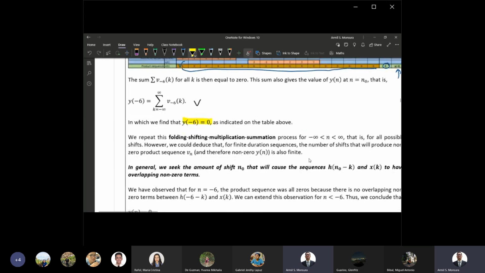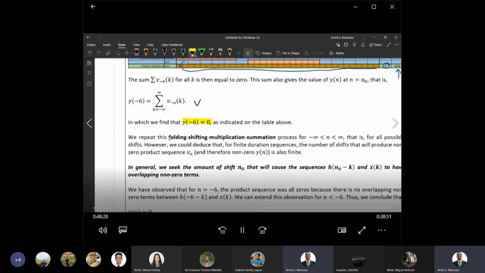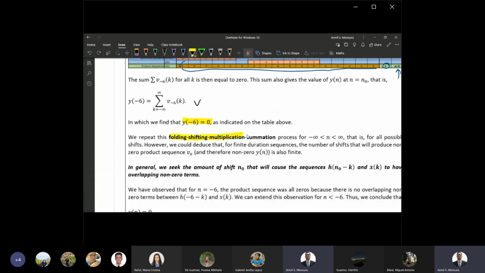Ngayon, uulitin natin yung folding, shifting, multiplication, summation. Uulitin natin 'tong apat na proseso na 'to. Although, syempre, hindi natin uulitin yung folding kasi na-fold naman natin siya. Okay. So, ang gagawin natin is yung shift natin, i-adjust na lang natin. Galing sa negative 6, then we will have to adjust it to negative 5. Because, again, it would not make sense kung i-adjust pa natin siya sa negative 7, for example.